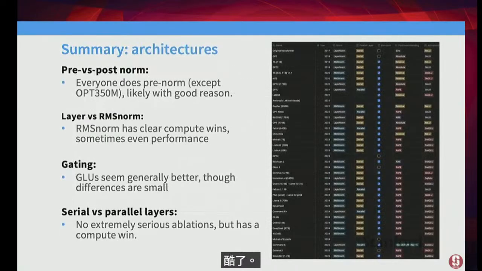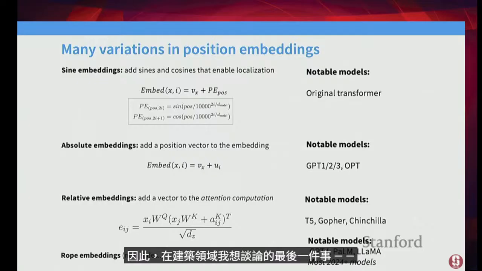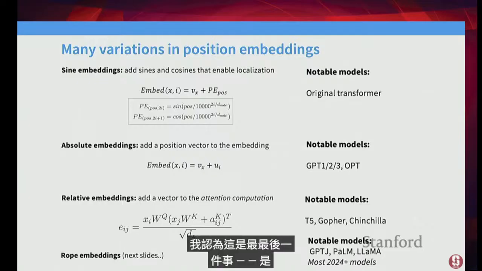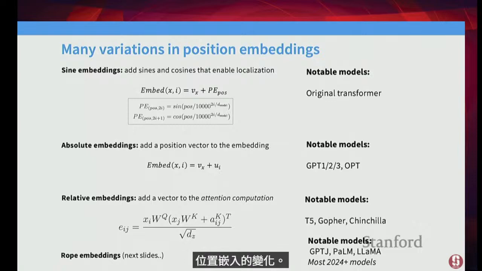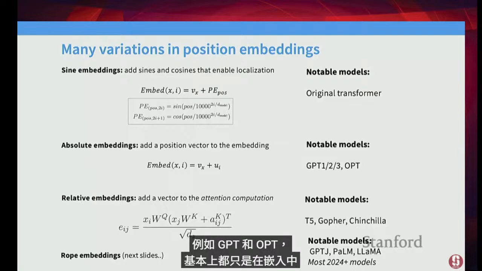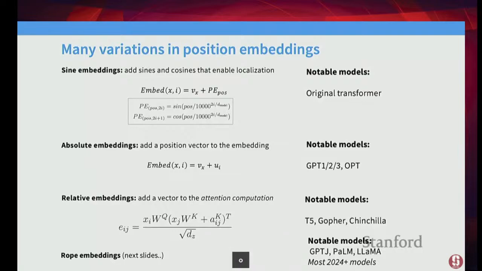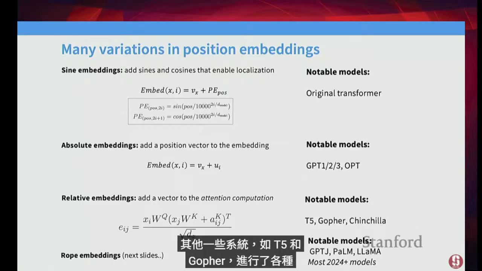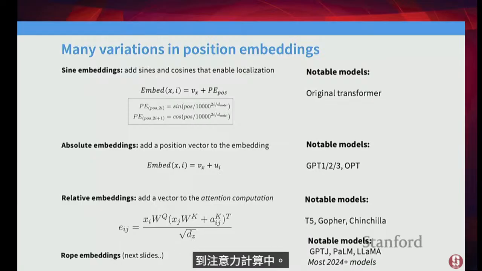Okay, so the last thing I want to talk about in architecture land is variations in position embeddings. I think this one's interesting because in the first few years of LM land, there were a lot of different things that people were trying. Sine embeddings were from the original transformer. You should have learned this in 224N. There's sine and cosine positions. Many others did absolute embeddings, like the GPTs and OPT, which all basically just added a learned position vector to the embedding. Some others, like T5 and Gopher, did various kinds of relative embeddings that add vectors to the attention computation.